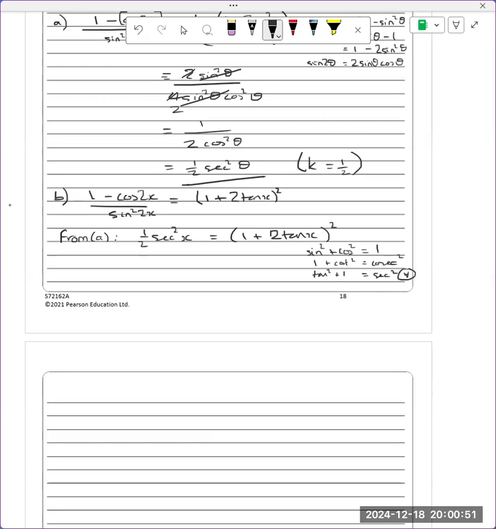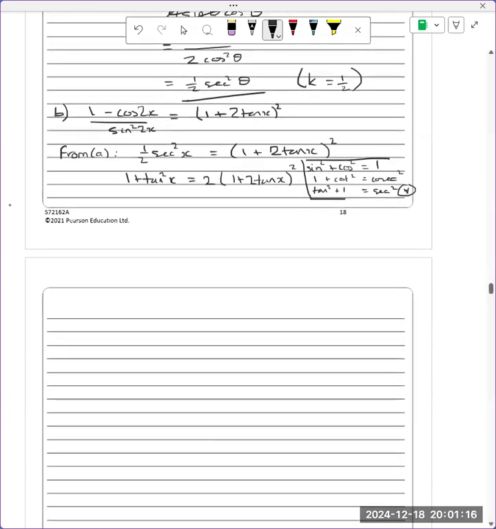Okay, we need that. So we're going to replace sec squared with 1 plus tan squared. So we've got a half. Well, in fact, we're going to multiply by 2 as well. So we're going to do 1 plus tan squared is equal to twice 1 plus 2 tan x squared. And that was just my bit of side working there. And what we have now is a quadratic equation in tan x.